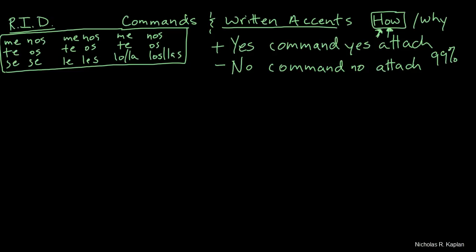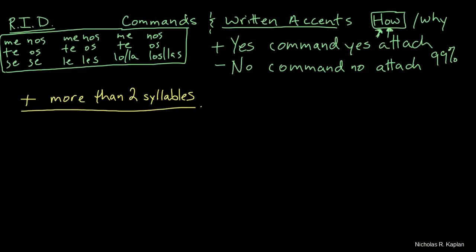The first thing we want to start with is positive commands that are more than 2 syllables. The following will be true. If you attach 1 or 2 of your reflexive, indirect, or direct object pronouns, then we're going to have to put on a written accent. So I'm going to go ahead and snap my fingers and we're going to put up a few examples on the board.